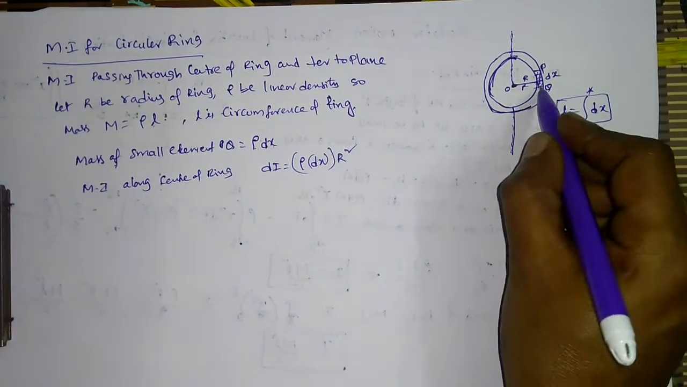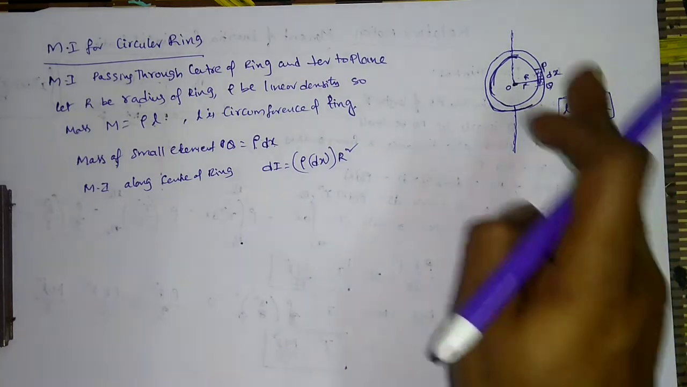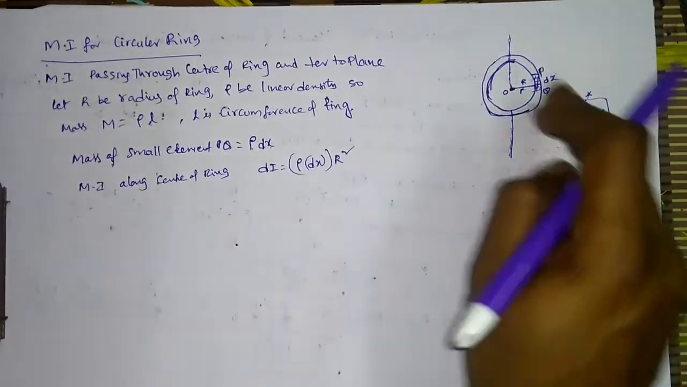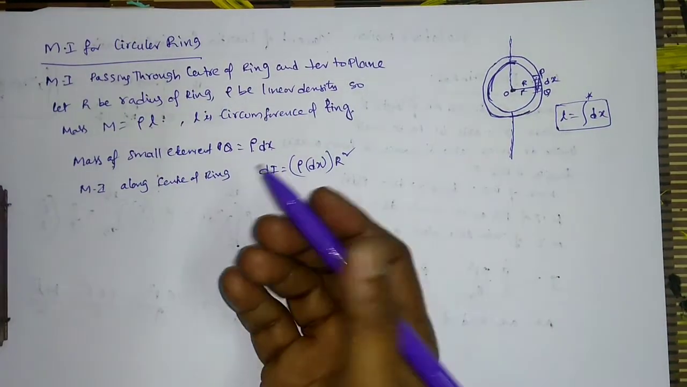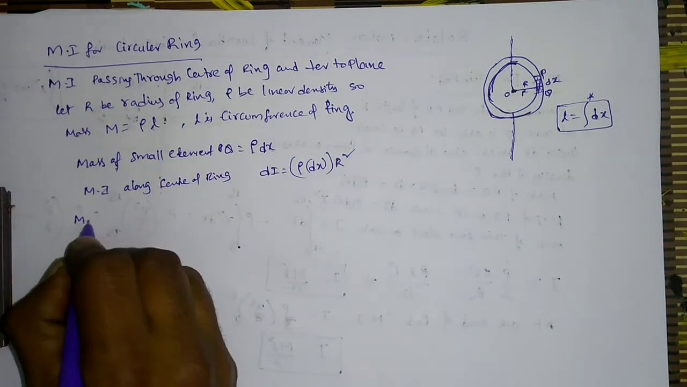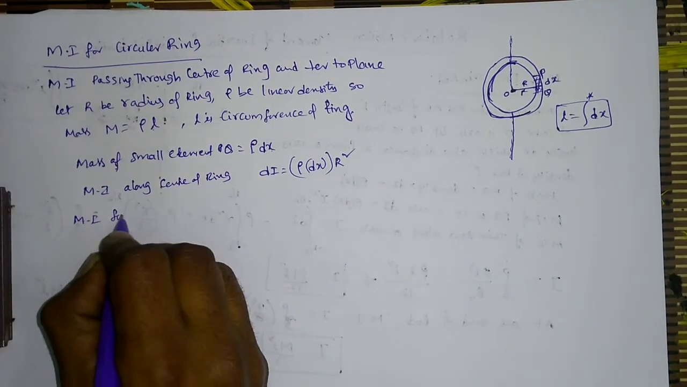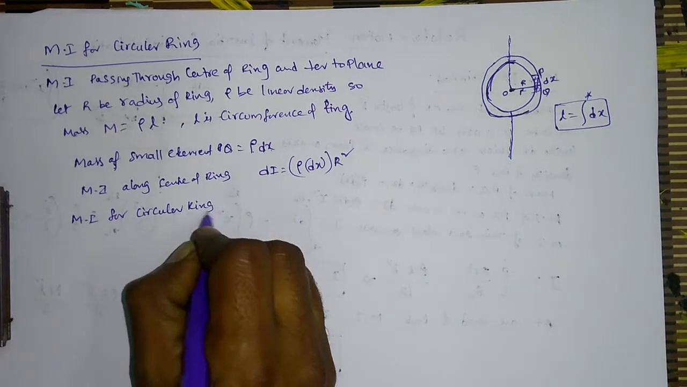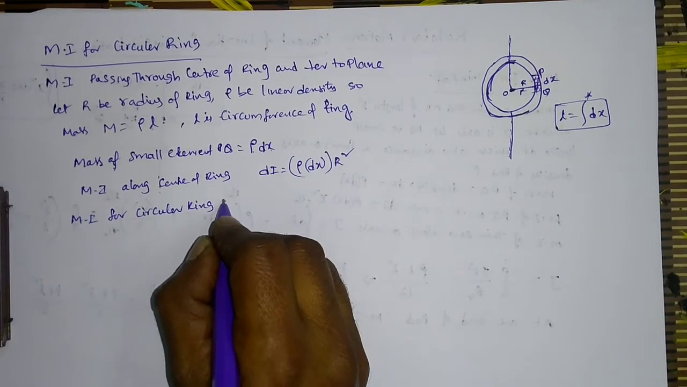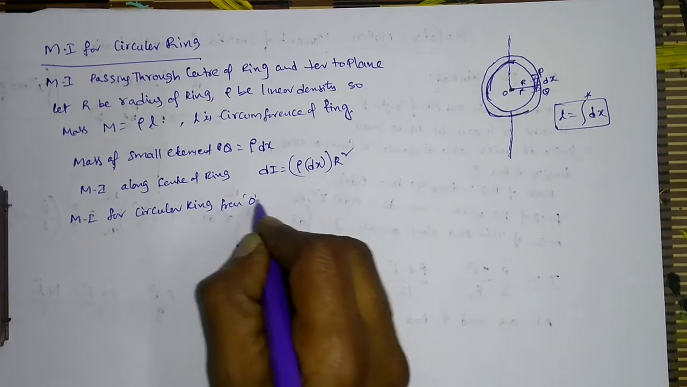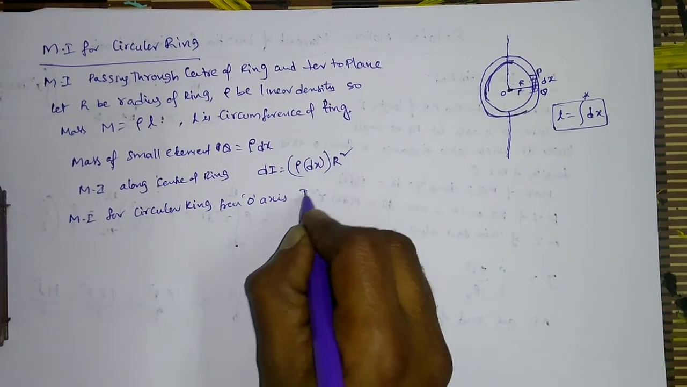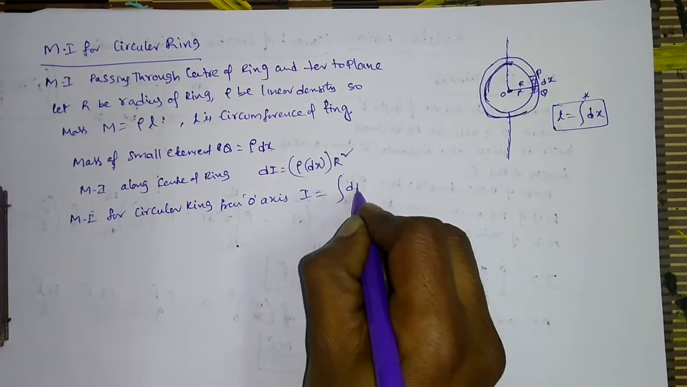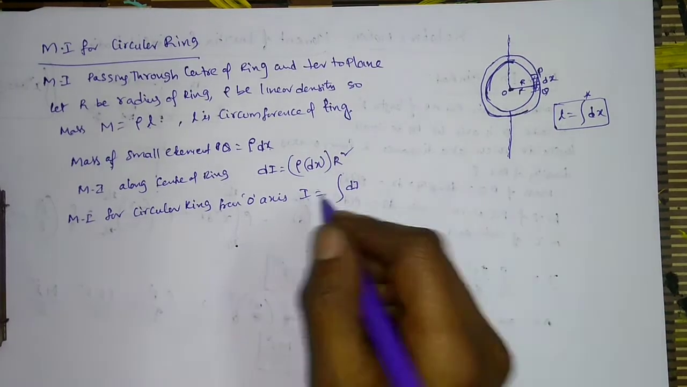This one is for the small element. If you want to determine the total circular ring moment of inertia, you can do the integration. So the moment of inertia for a circular ring from the O axis, that is I is equal to the integration of dI. So this is the formula.